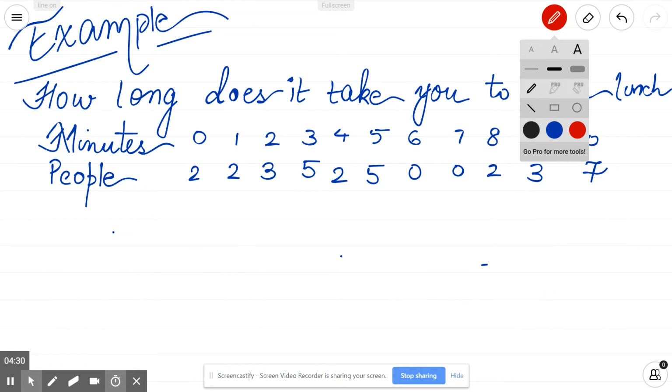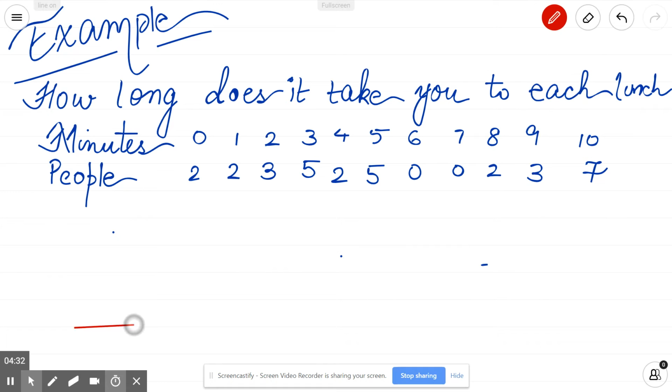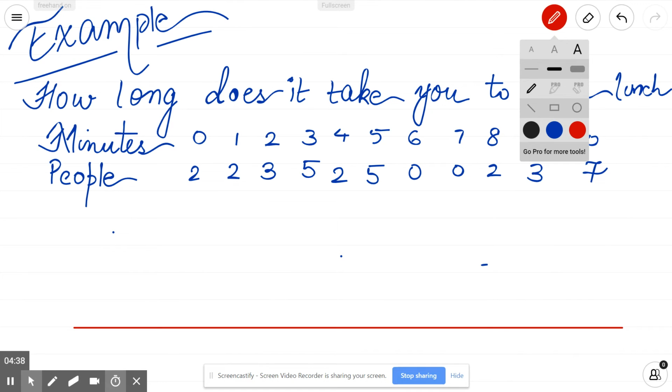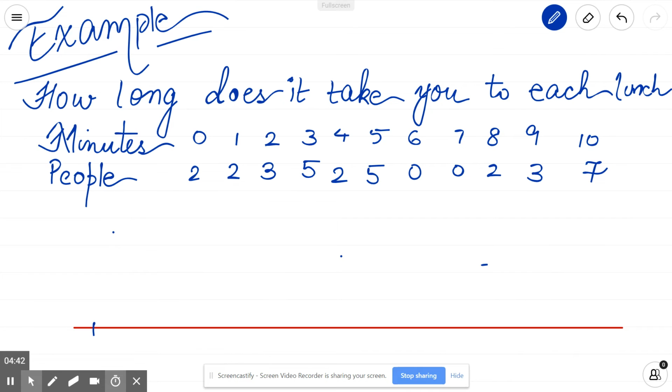Now, what is our first step? We first have to arrange our data in increasing order. It is already in increasing order because the minutes are in increasing order here. So we will go ahead and start putting the numbers here, starting from 0, 1, 2, 3, 4, 5, 6, 7, 8, 9, 10. So now we'll start putting the dots. 2 people said 0, so I'll put 2 dots here.